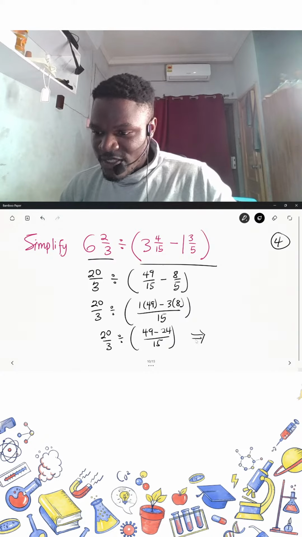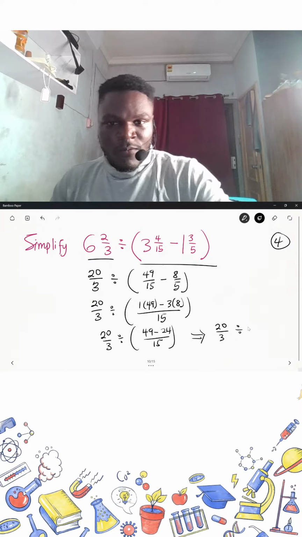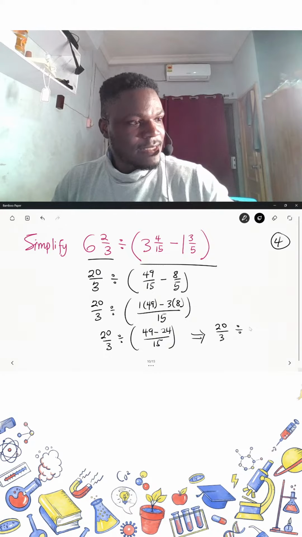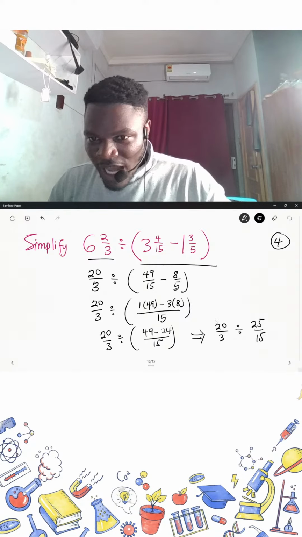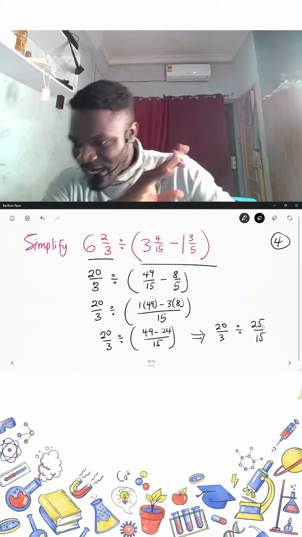So this whole expression is equal to 20 over 3 divided by 49 minus 24 over 15. So we have 49 minus 24. That will give me 25. So I have 25 over 15. Okay. So now that we have this expression, 20 over 3 divided by 25 over 15. Guys, I hope up until this point we understand.